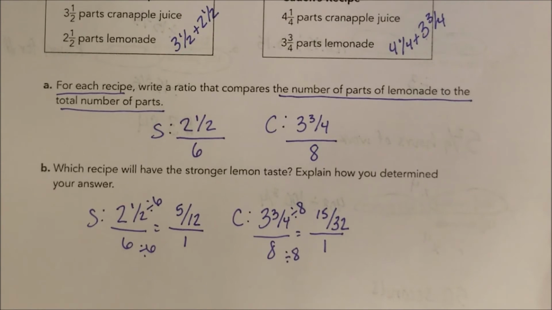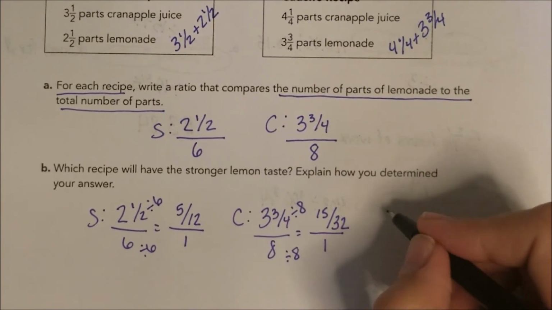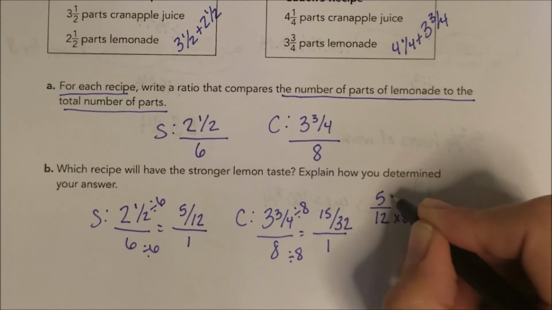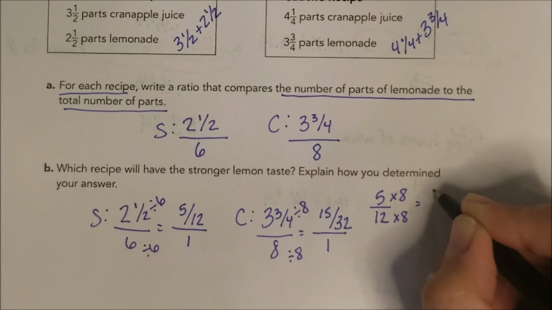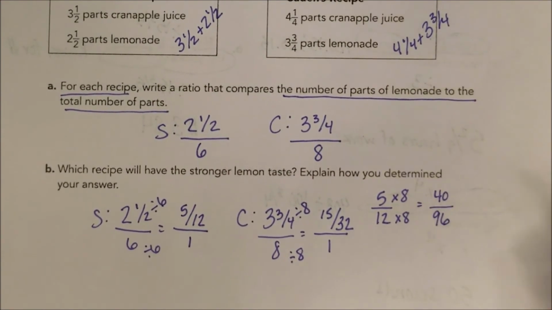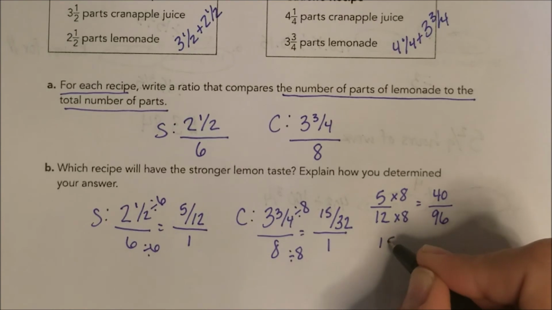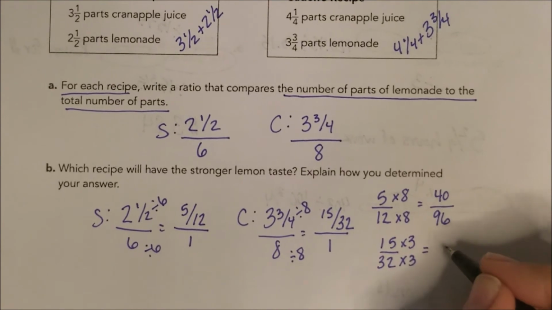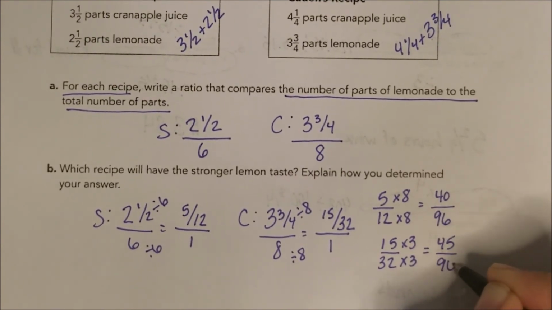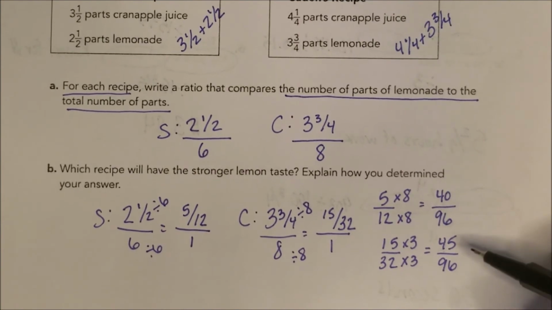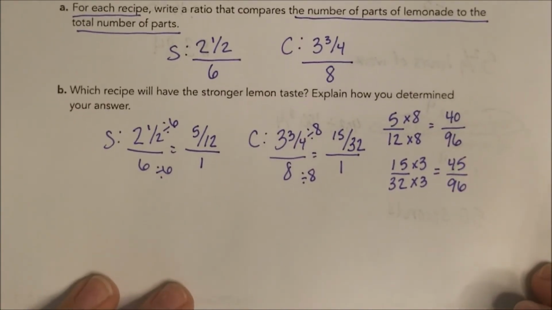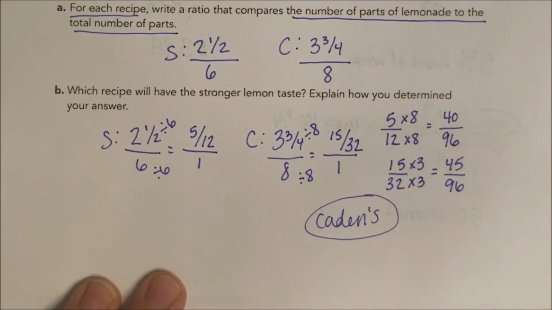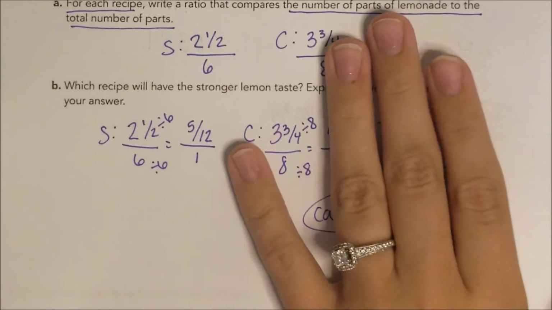Now, 12 and 32 have a common denominator of 96. So I know 12 times 8 is 96. And 32 times 3 is 96. So Samantha is 40, Caden is 45. So Caden's recipe has the most lemon taste. Flip the page.